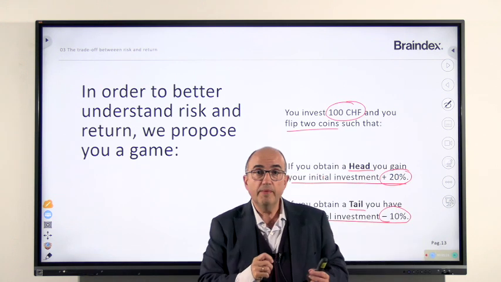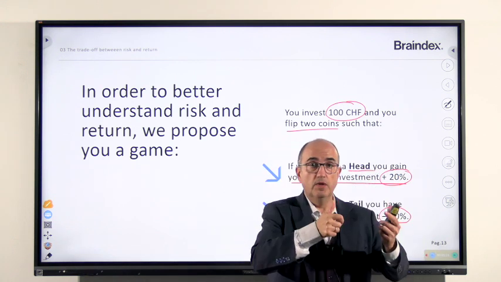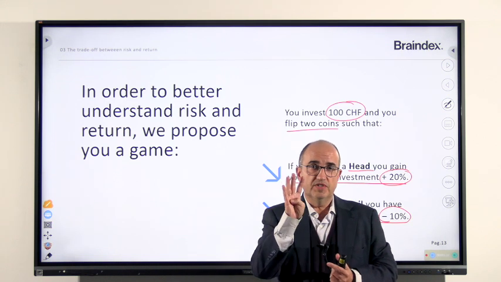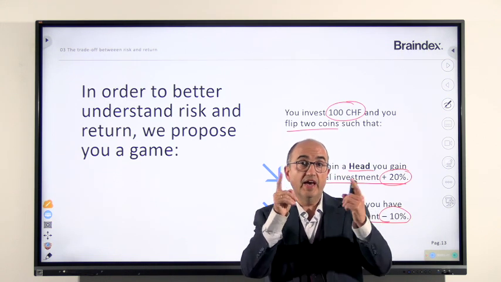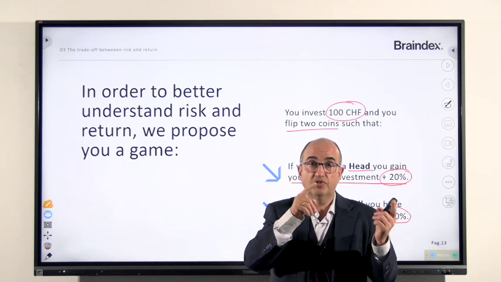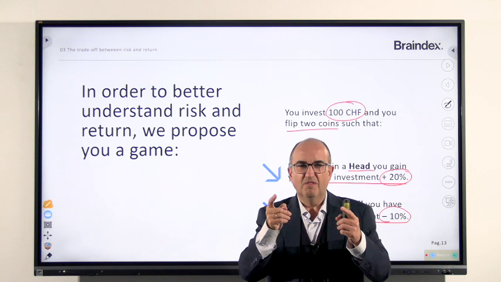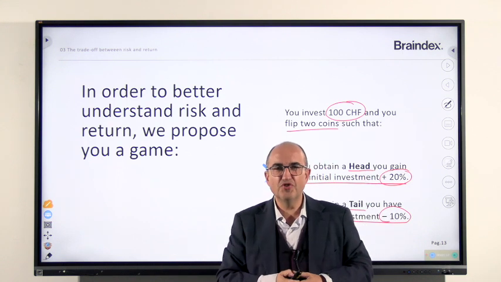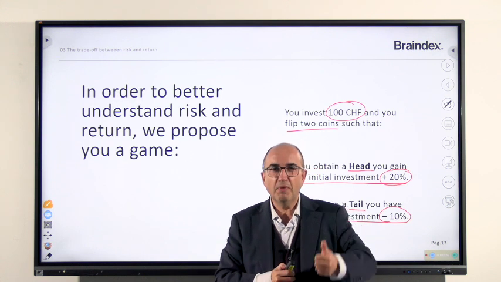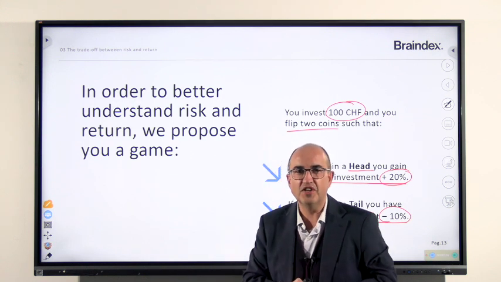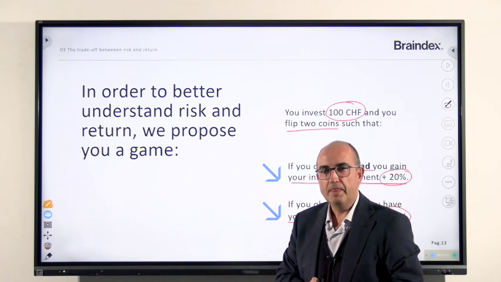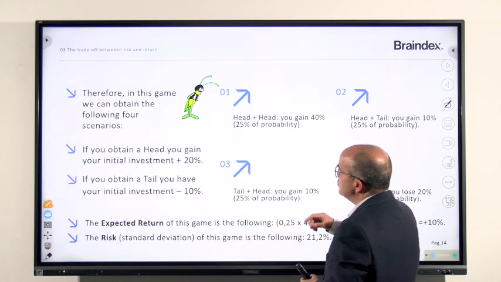Remember, you flip 2 coins. So you could get 4 different scenarios: head plus head, tail plus tail, head and tail, or tail and head. Wow! This is Confusion of Confusions, the first book about financial markets, written by José de la Vega, 16th century in Amsterdam. Well, let's go back to our game. We have 4 possible scenarios.